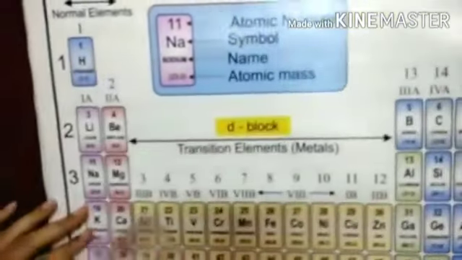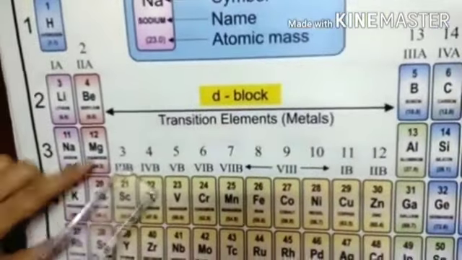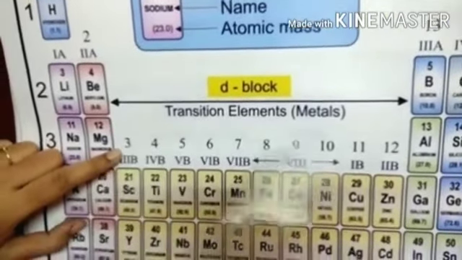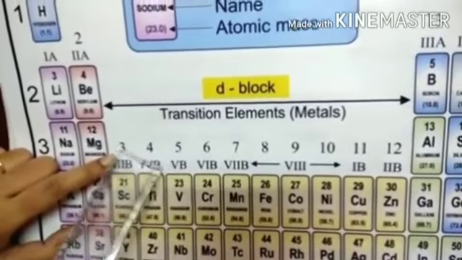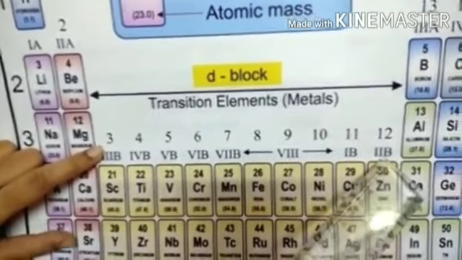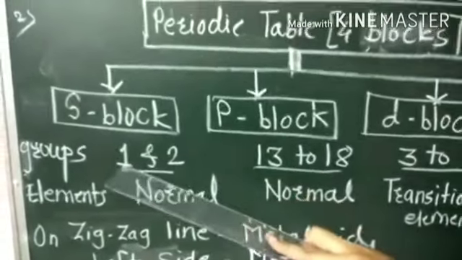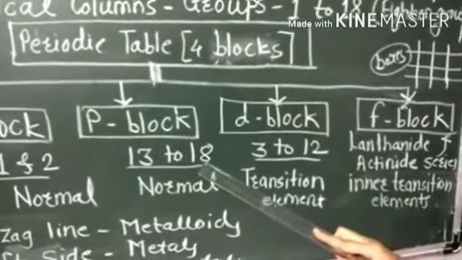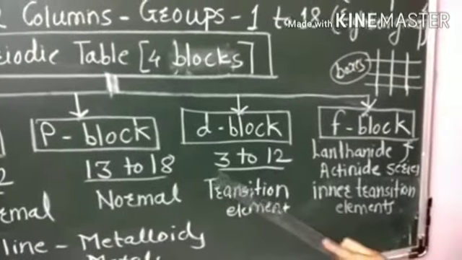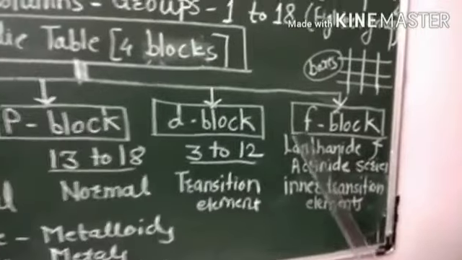Then the next point, that is D block. This D block starts from the third group and ends with the 12th group. Means D block contains 3 to 12 groups. We see in this way the S block contains 1 and 2 group, P block contains 13 to 18 group and D block contains 3 to 12 group. And see the next point, that is F block.